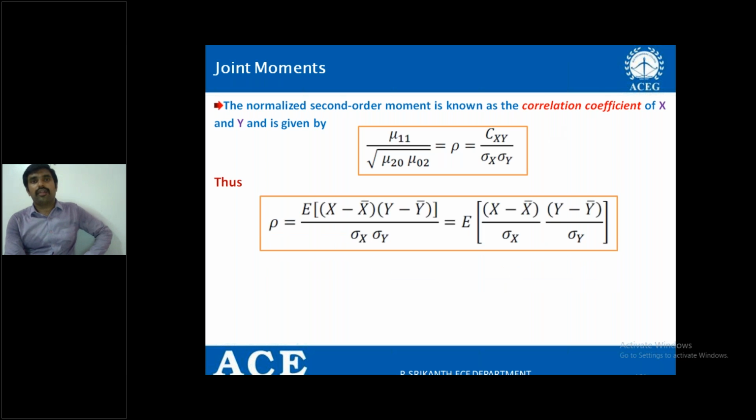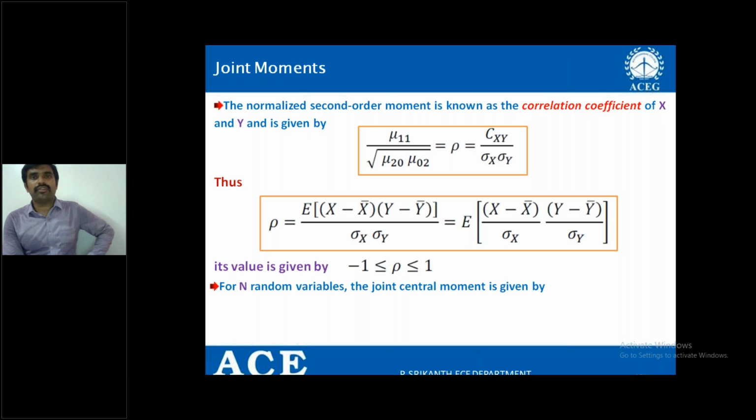Thus, we can write rho as expectation of x minus x bar into y minus y bar by sigma x sigma y, and sometimes we can also write it as expectation of x minus x bar by sigma x into y minus y bar by sigma y, right? That is a rearrangement of terms. This is all about the correlation coefficient, and its value always lies between -1 and +1. The correlation coefficient value range is from -1 to +1, right?